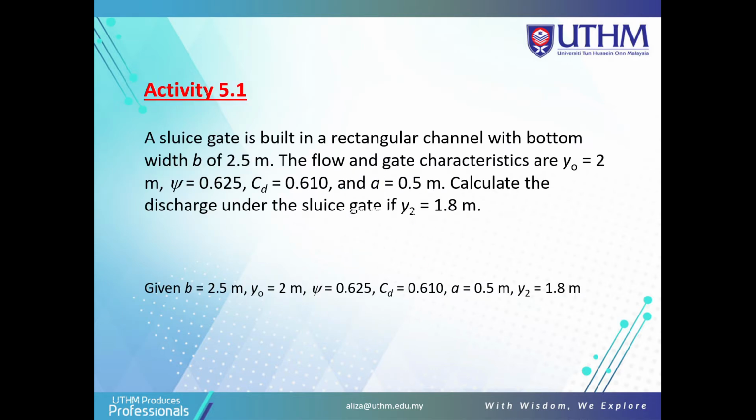Example here, activity 5.1. A sluice gate is built in a rectangular channel with bottom width B of 2.5 meters. The flow and gate characteristics are Y0 equal to 2 meters, coefficient of contraction 0.625, CD and so on. Calculate the discharge under the sluice gate if Y2 is 1.8 meters. The given parameters are here.